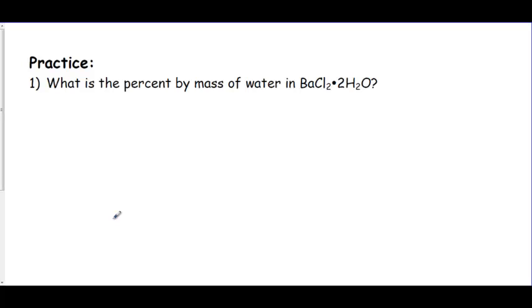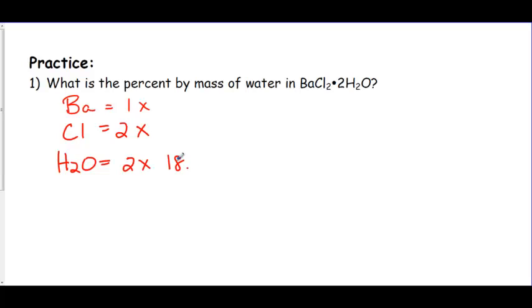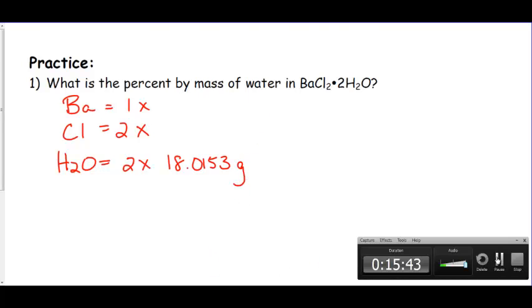So what is the percent by mass of water in barium chloride dihydrate? Where I get the names from, I'm looking at how many water molecules we have. So we have to figure out barium, okay, 1 times the mass of that, and we have 2 chlorines. We have to look up the mass of those, and we have water, 2 of those, and I said the water is always going to be 18.0153. We'll do grams, it says percent by mass.